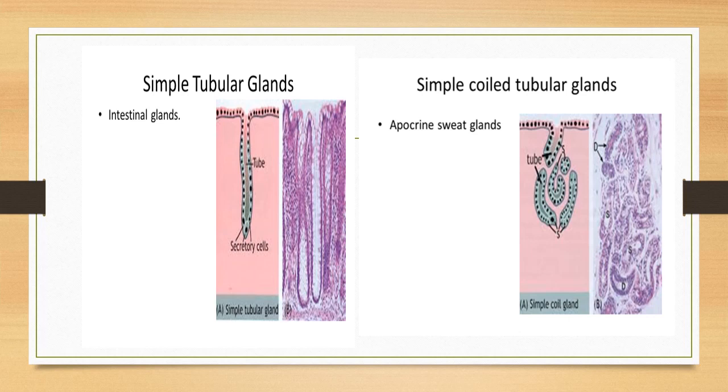Now the tubular glands can be coiled, as for example in the sweat glands, apocrine sweat glands. They are coiled. They have the secretory unit in a tube-like fashion, but it is coiled on itself. So it is called a simple coiled tubular gland.